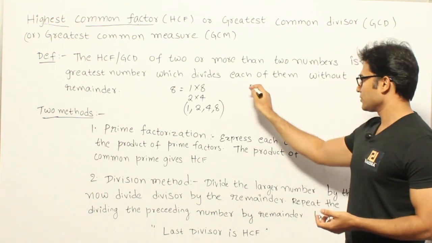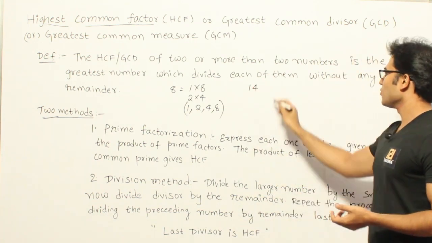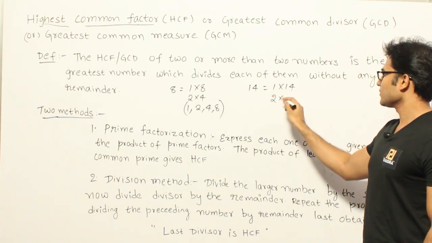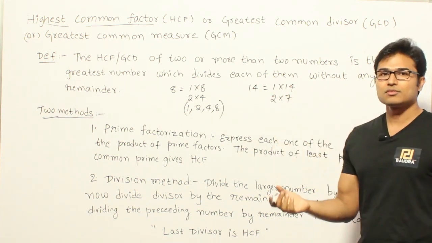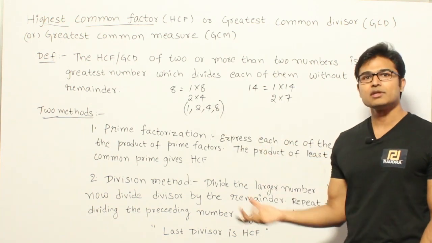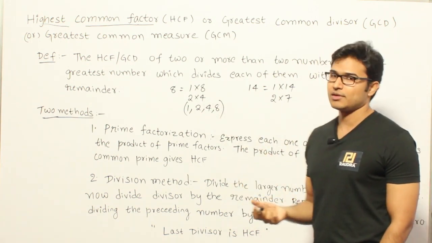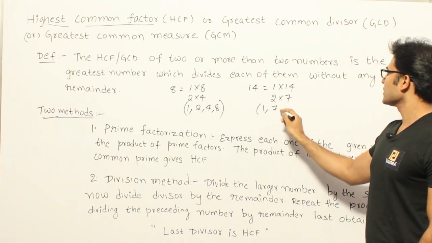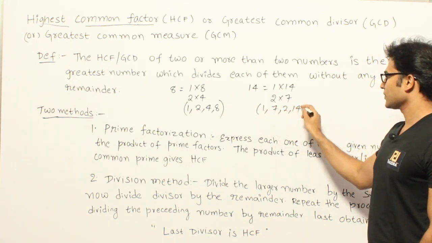And what about 14? If you take 14, you can write 14 as 1 into 14 and the other one is 2 into 7, and the other one is 7 into 2. Here also you can write it as 4 into 2. Anyway, it is going to give us the same factors. Now if you write all the factors, it is going to be 1, 7, 2, 14, right?